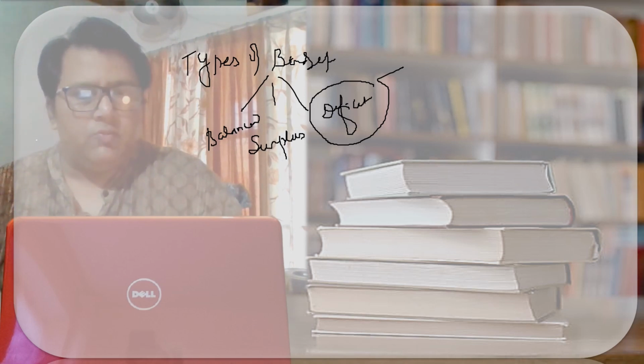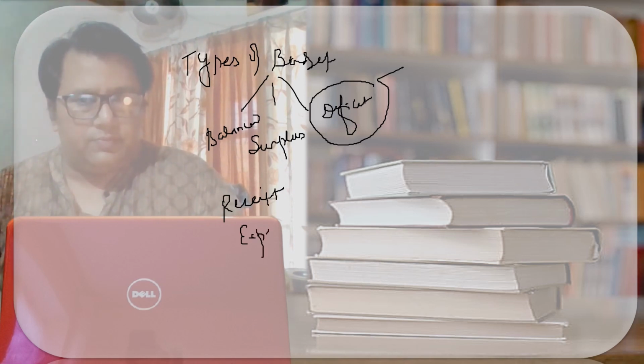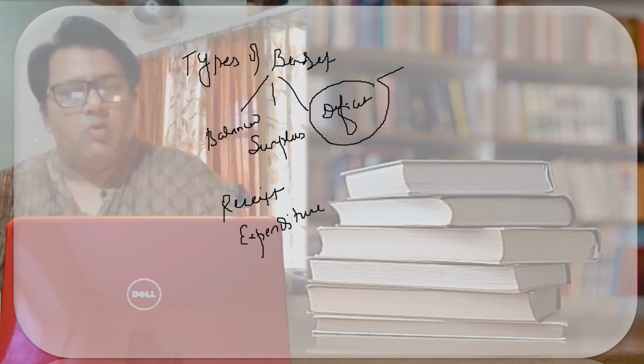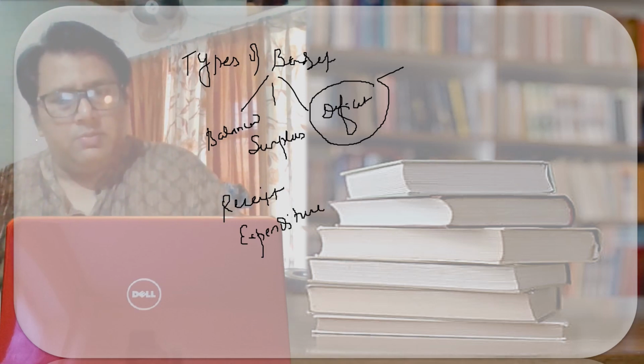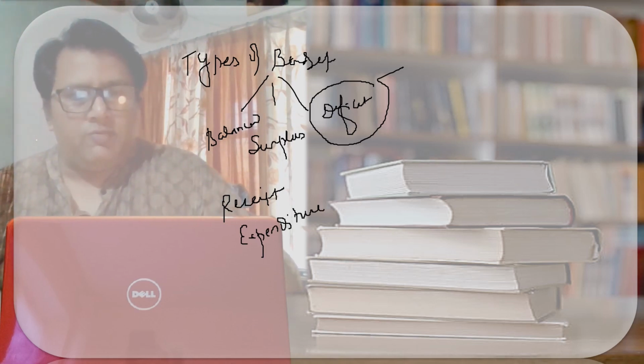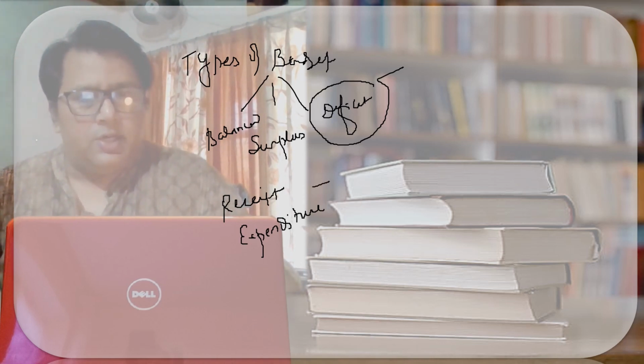Before going further, we should know that in the budget we are having two components. One is called the receipt and the other one is called expenditure. So how many components do we have in the budget? We are having two components, receipt and expenditure, and on the basis of these two components we categorize budget into balanced, surplus and deficit. Let us see what is the role of the receipt and expenditure to categorize the budget into three categories.